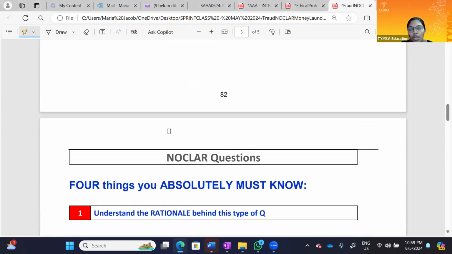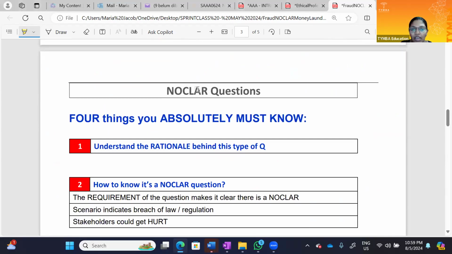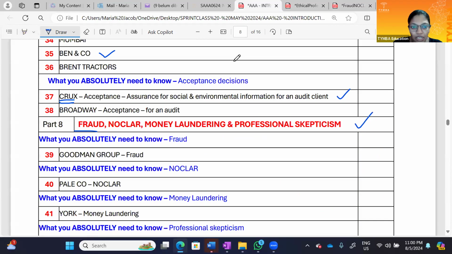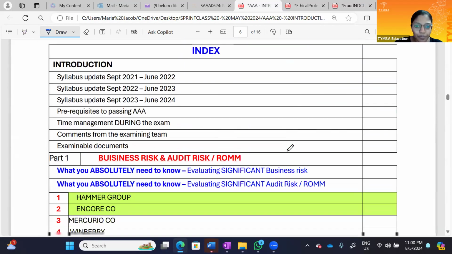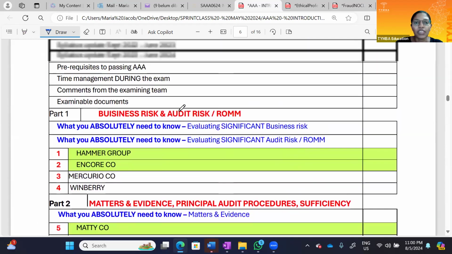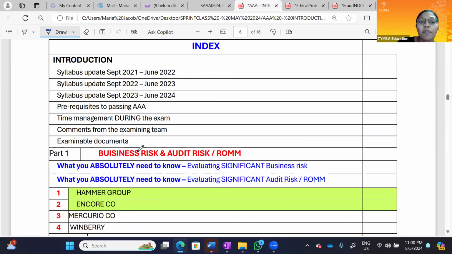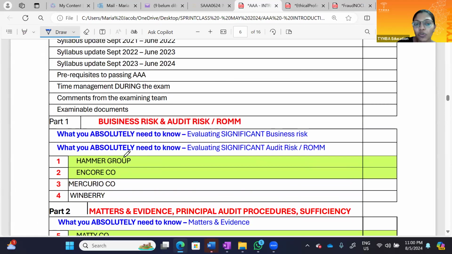When you come back on Saturday, we'll start with NOCLA. We have NOCLA, money laundering, professional skepticism, and then we are done with these notes. Then we will go and look into the next part. Let me tell you upfront so that you will be more prepared: for Saturday, we will start off with business risk, audit risk. I wanted to do the long question one, Hammerco and Nco. These two questions I want to do. The other two I'll give you answers.